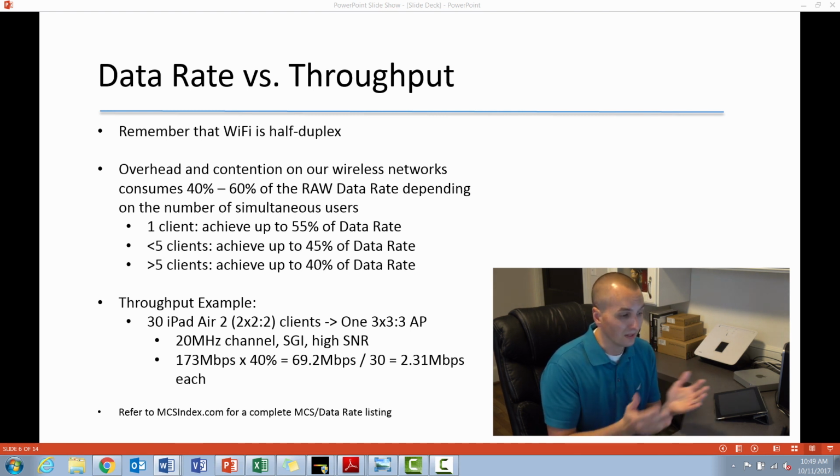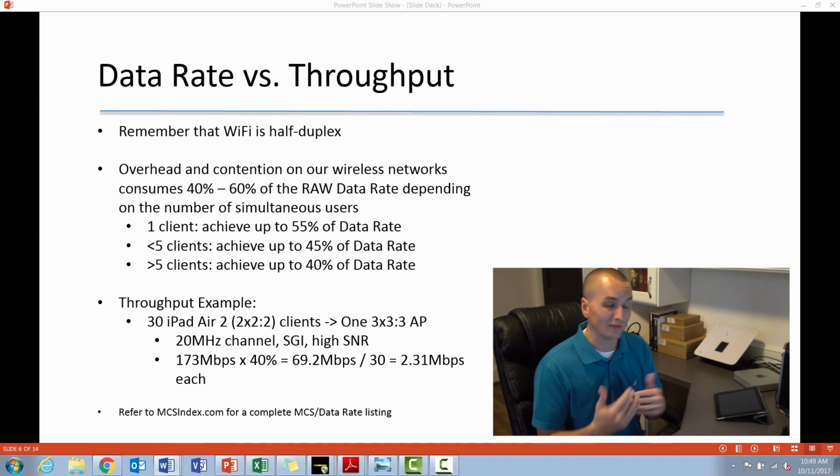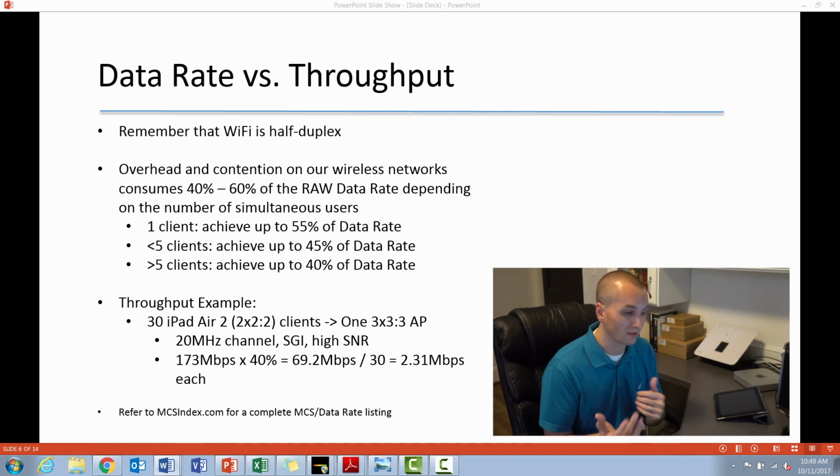But as you can see, with one client, you can expect to see roughly 55% of the data rate. And you can see it breaking down from there. With 5 or fewer clients, you can get roughly 45% of the data rate, and so forth.